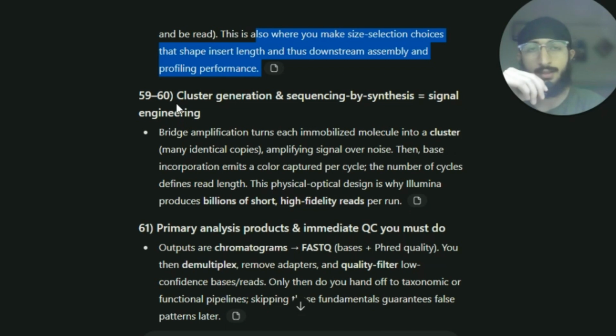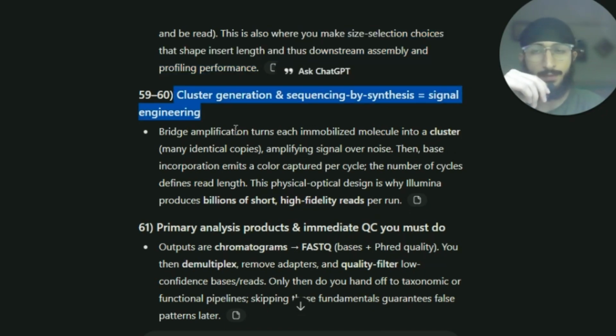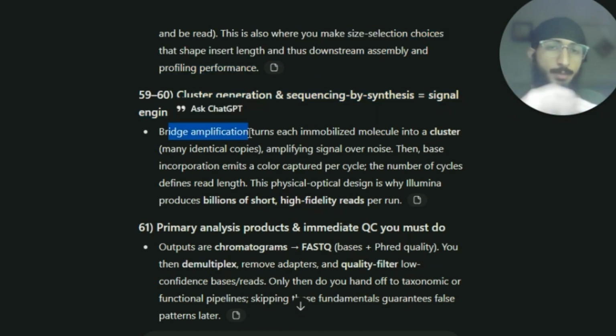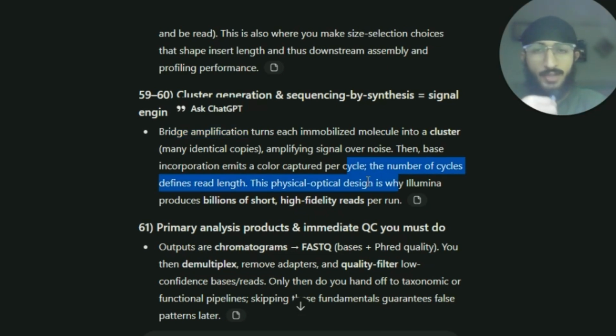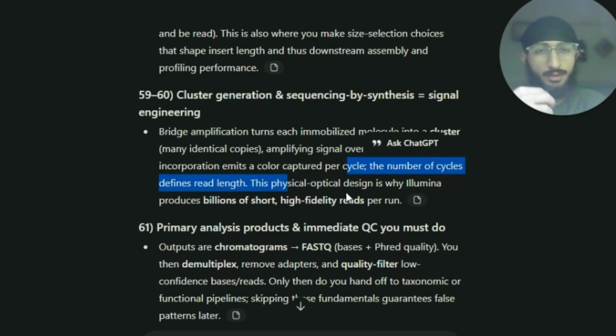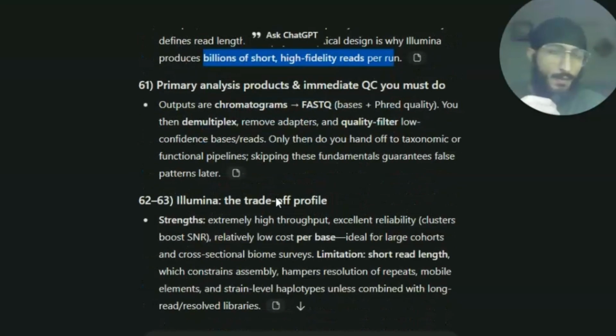Cluster generation and sequencing by synthesis: signal engineering. Bridge amplification turns each immobilized molecule into a cluster, many identical copies, amplifying signal over noise. Then base incorporation emits a color captured per cycle. The number of cycles defines read length. This physical optical design is why Illumina produces billions of short, high fidelity reads per run.